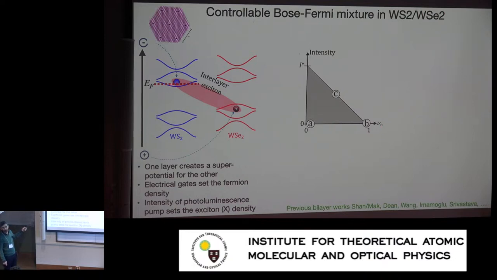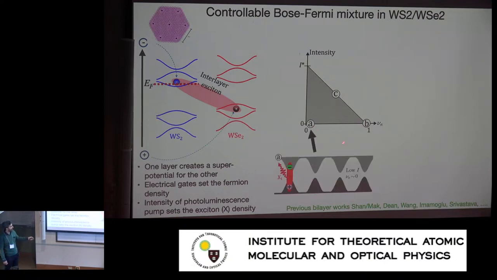per cell in this moiré superlattice potential. So you go from 0 electron to 1 electron per site. And then the intensity basically sets the number of excitons that you have created on these sites. So if you have not many excitons created and there are no electrons in the conduction band, these excitons are alone, you create them, they dissipate, and then you see a peak in the photoluminescence.